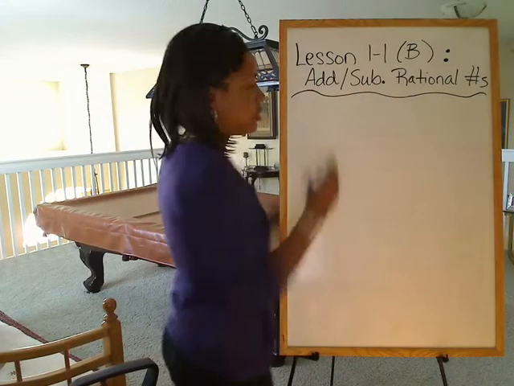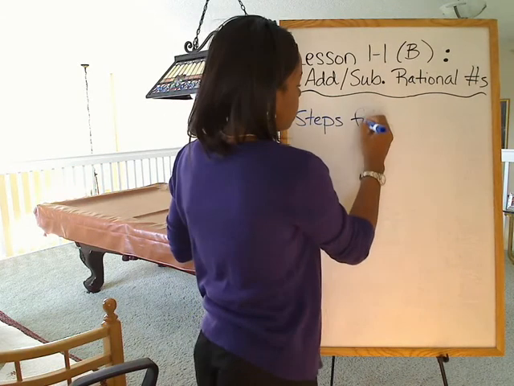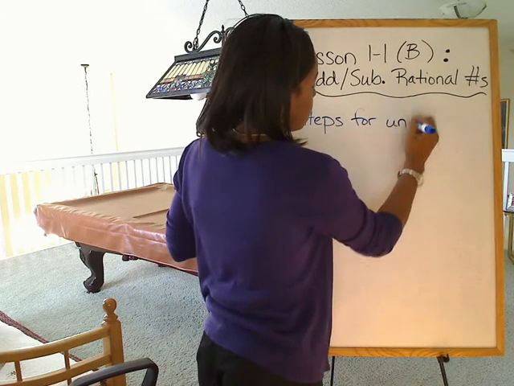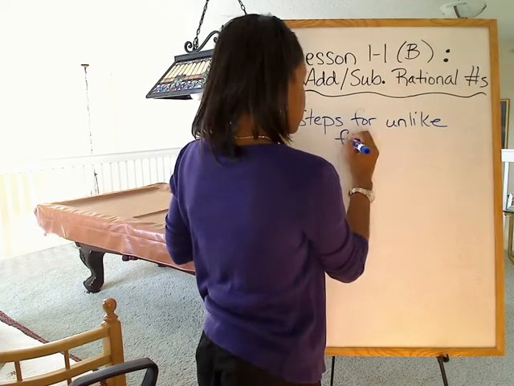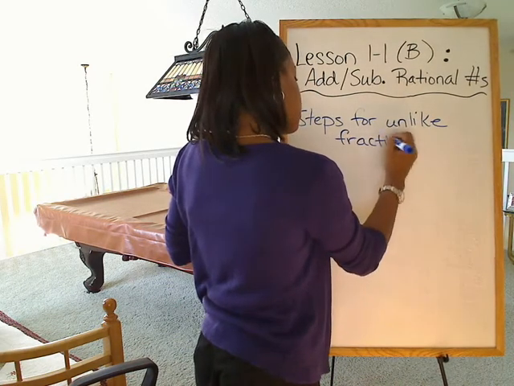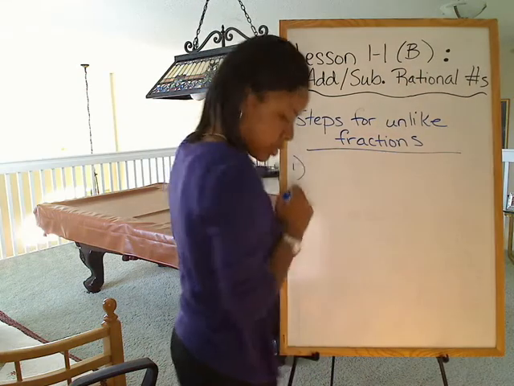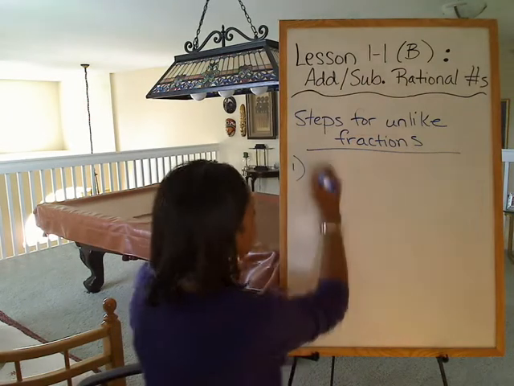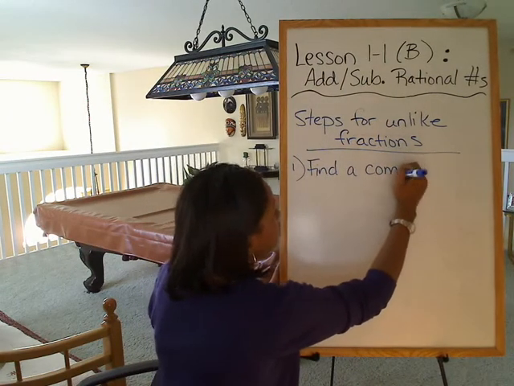Okay, now I'm going to show you the steps for adding and subtracting unlike fractions. Step number 1 is to find a common denominator. We'll talk about that when we start doing the examples.